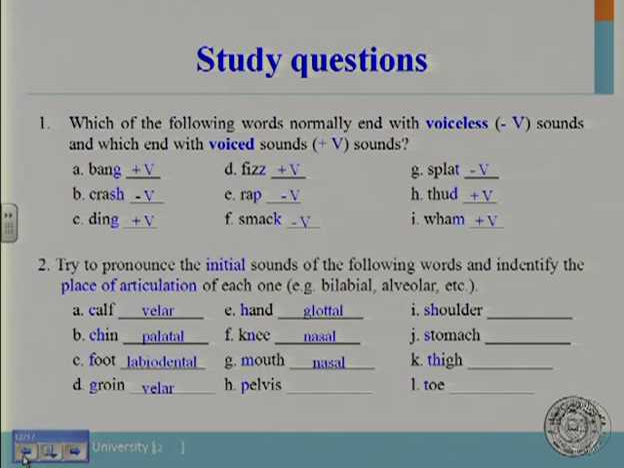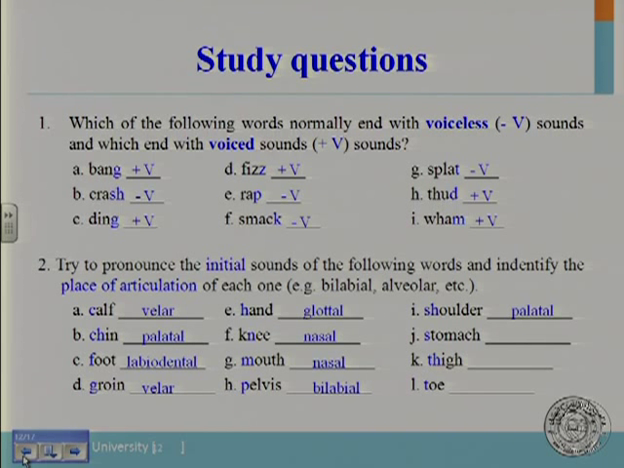Pelvis. P. It is one of the stops, plosives. But where is the place of articulation? Excellent. It is bilabial. Bilabial, stop, voiceless p sound. Next is shoulder. Yes, it is a palatal sound.